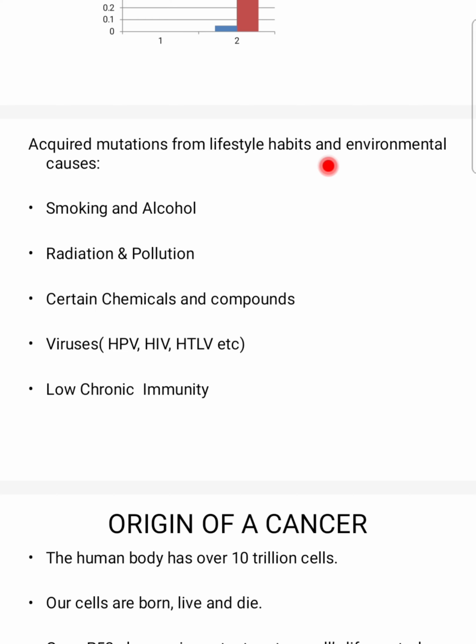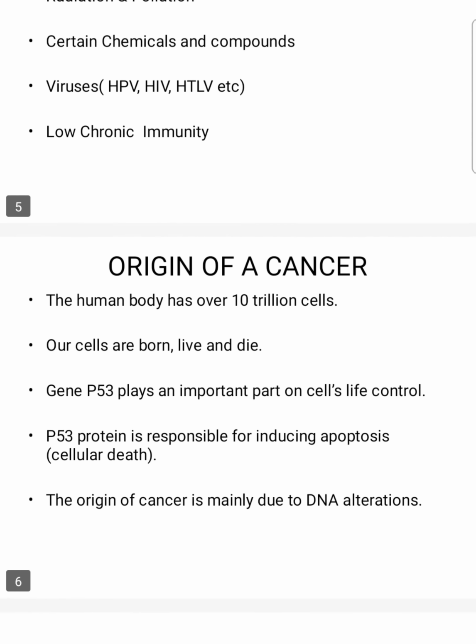So acquired mutations from lifestyle habits and environmental causes can be due to smoking, alcohol, bad habits, radiation and pollution, certain chemicals and compounds, or if you are exposed to certain viruses like HIV, HPV, HTLV, that degrade the immunity. So chronically low immunity is one of the causes. So these are the causes through which we can acquire cancer.